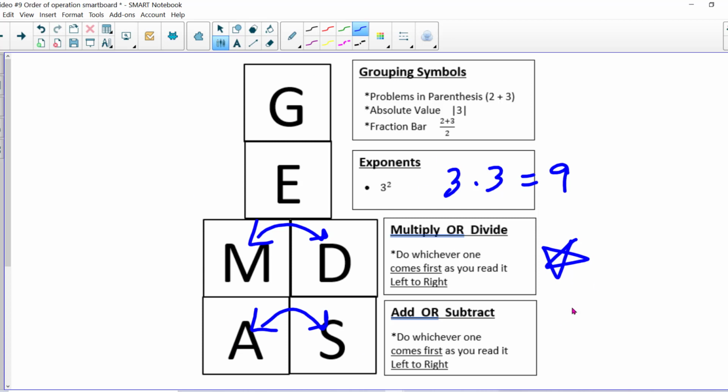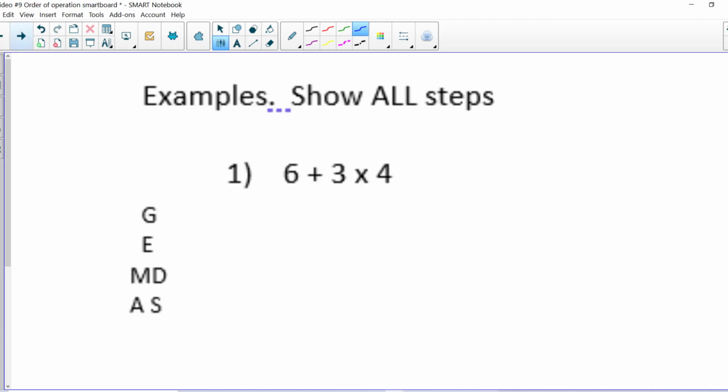So this is in your notes. You may want to add these arrows to your notes as well, so you remember: you multiply or divide, whichever comes first, get all those finished, and then you add or subtract, whichever one comes first. So let's do some examples.